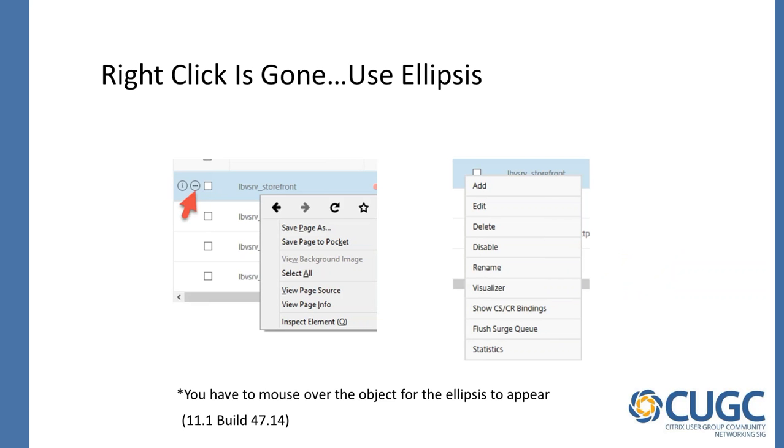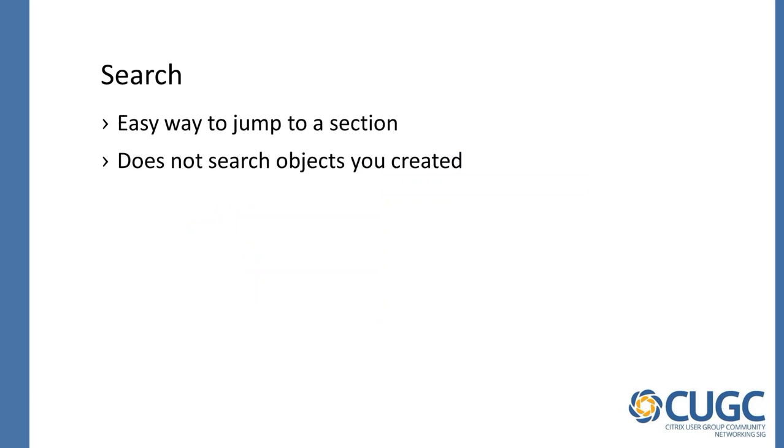Now you have to actually mouse over the objects and then click on the ellipsis. That's the 3 little dots. When you click on that, then you'll get the screen on the right side, which is what you would expect to see. Now this is with build 11.1, build 4714. Maybe in the future we might see the ability to right-click. So I'm just comparing the current release.